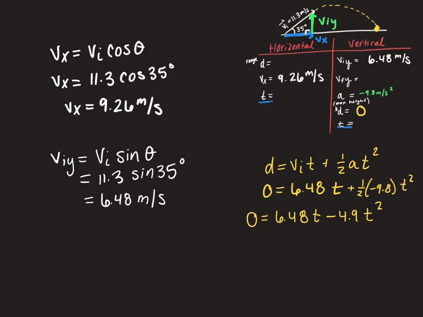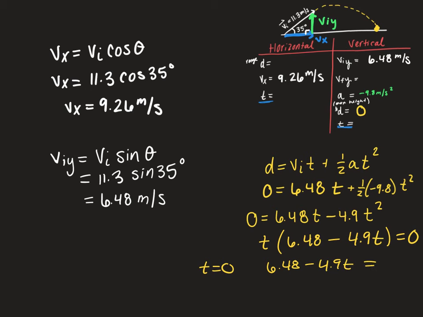So what we can do now is factor this, right? They both have a t in common. We've got a t and then a t squared. So if we pull out the common factor of t, we have t times 6.48 minus 4.9t, equal to 0. Now we're setting both of these factors equal to 0. So we get t equals 0, and 6.48 minus 4.9t equals 0.